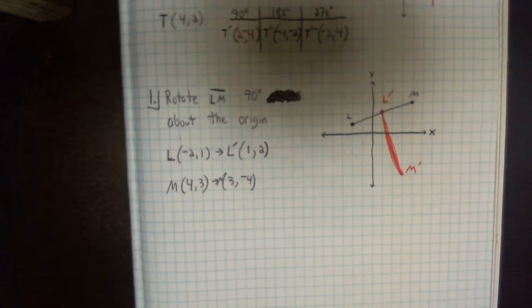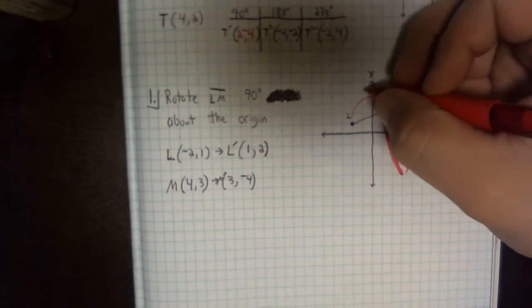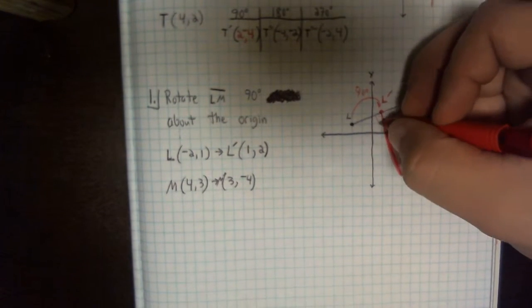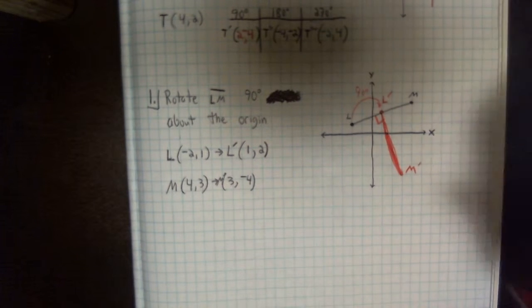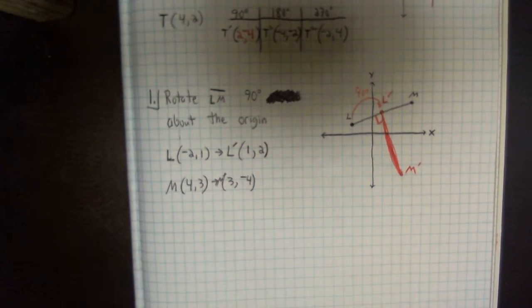And you can see something nice. Again, we rotated this segment 90 degrees. And we can even see that we have a 90-degree angle being formed. So if we look at it, it even looks like it's a 90-degree rotation.